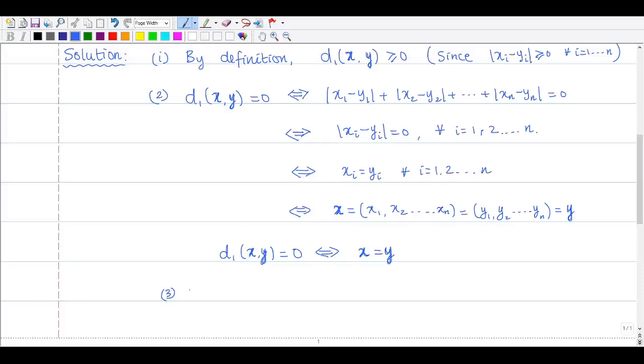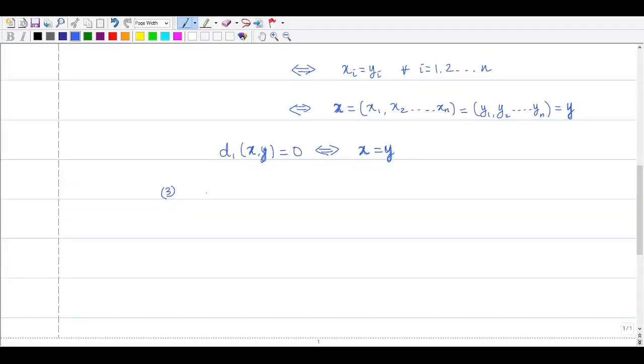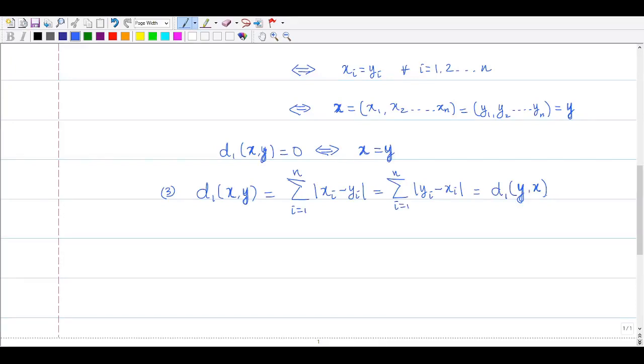So what we need to show in 3 is the distance d1 of x vector comma y vector, which is equal to summation i equal to 1 to n modulus of xi minus yi. This is equal to summation i equal to 1 to n modulus of yi minus xi. உள்ள modulus உள்ள நம்ம மாத்திக்கலாம், ஒரு மைனஸ் வெளியே எடுத்துக்கலாம். ஓகேங்களா? So this is nothing but d1 of (y, x). Okay. So we have shown that d1 of (x, y) is equal to d1 of (y, x).